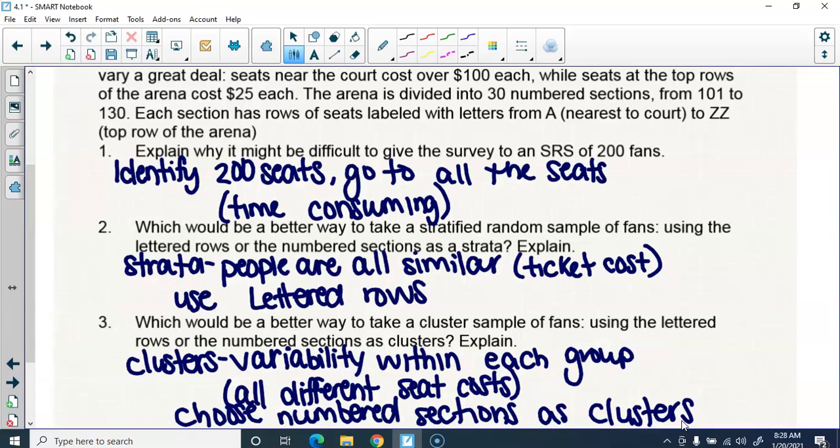So those are extremely similar, the strata and the cluster concept, but we have to remember that with strata, everyone inside each one should be similar, and with clusters, inside each one, although close together geographically, should be varied within each group.